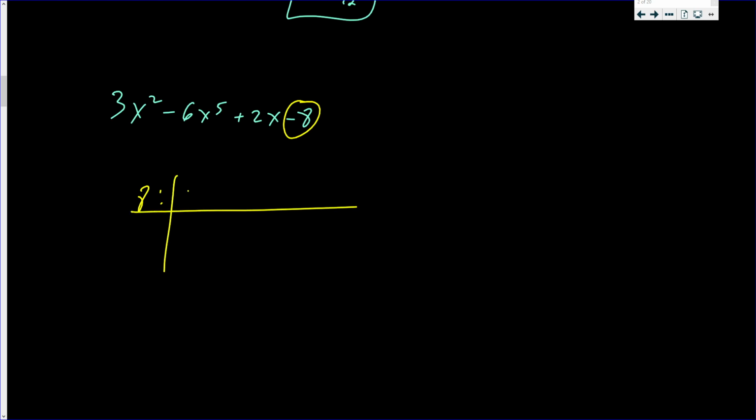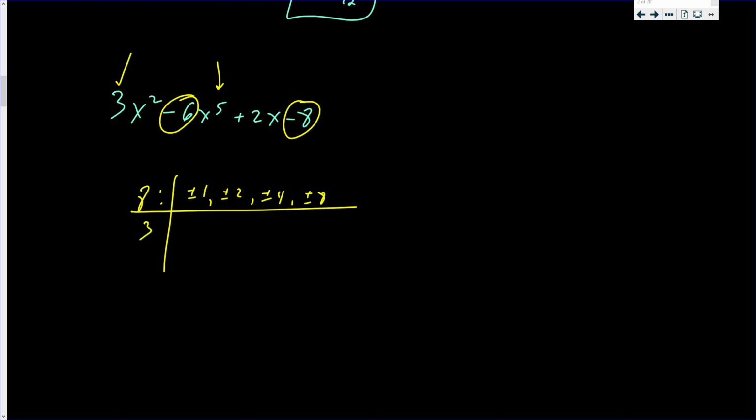What are the possible rational roots for this? You have 3x squared minus 6x to the 5th plus 2x minus 8. Well, the constant is negative 8 or 8. The numbers that go into 8 or negative 8 are the same: 1, 2, 4, and 8. Notice that I also include the negatives. The leading coefficient, the one that has the highest power, is negative 6. It is not arbitrarily always the first one.